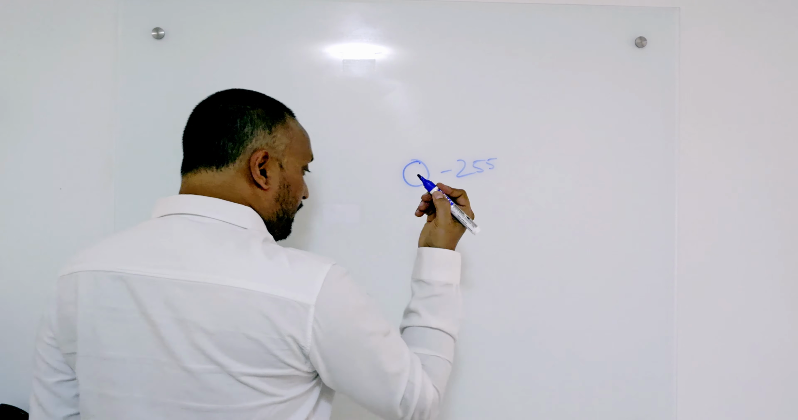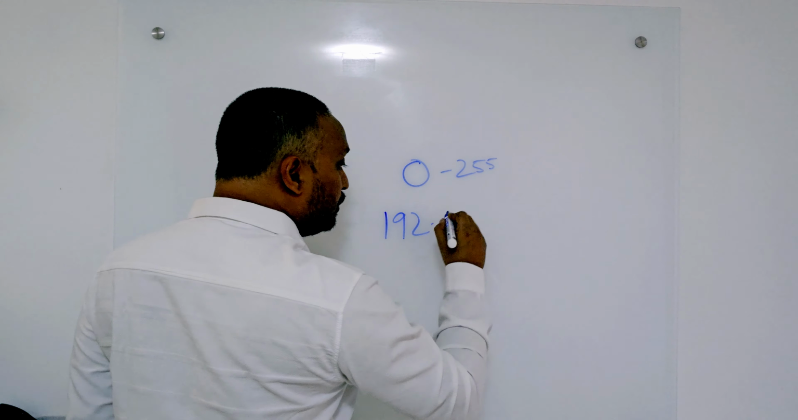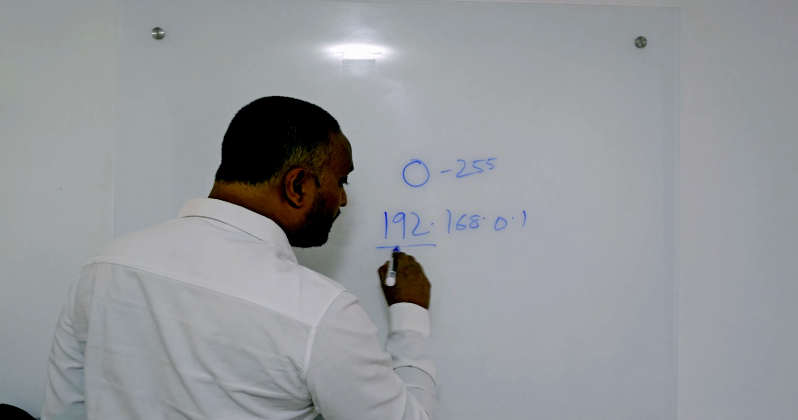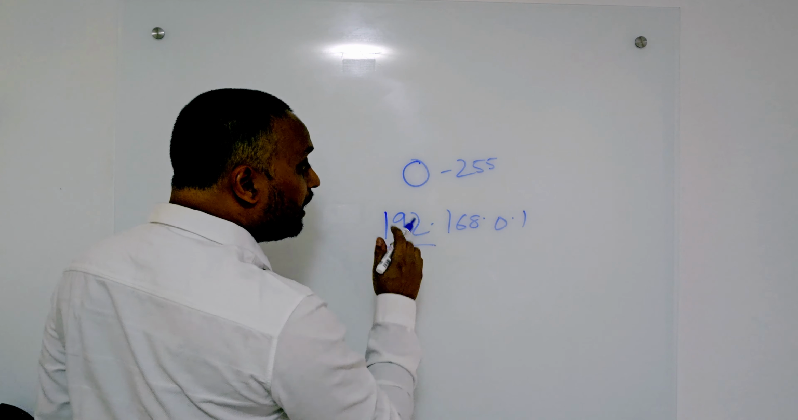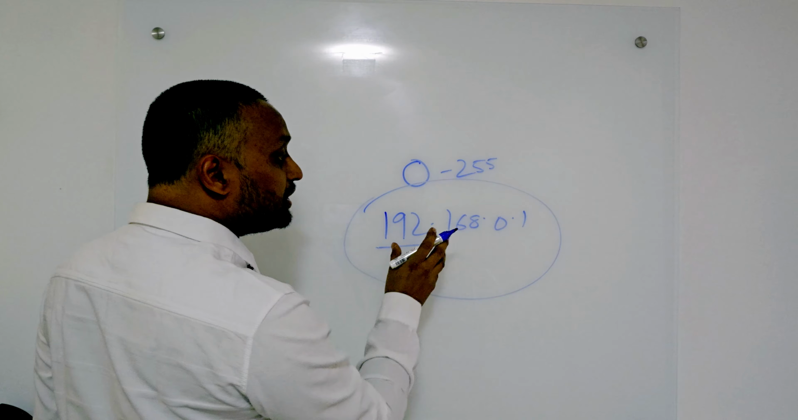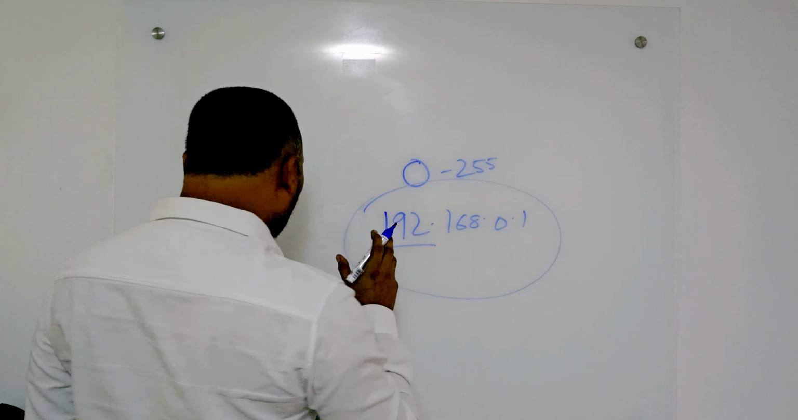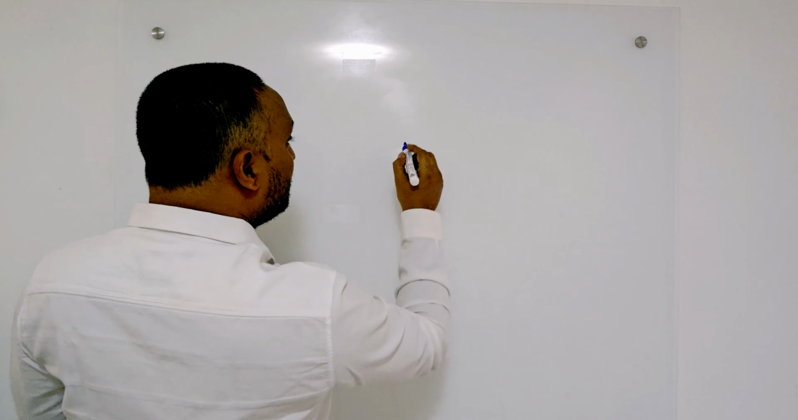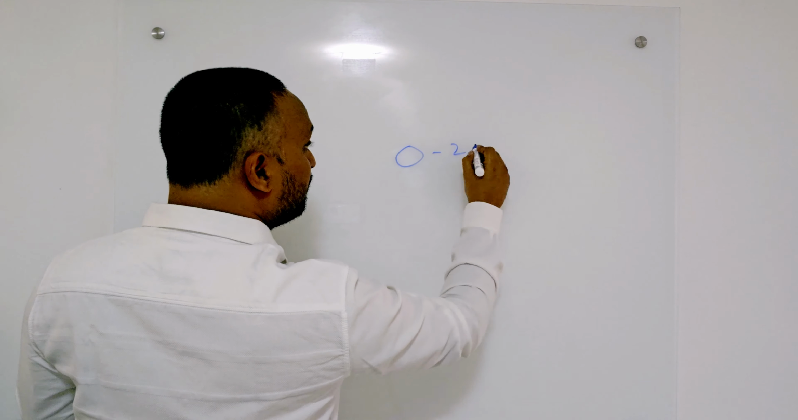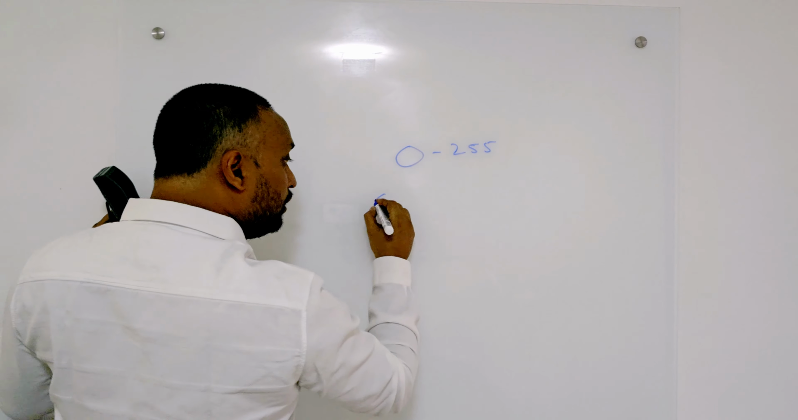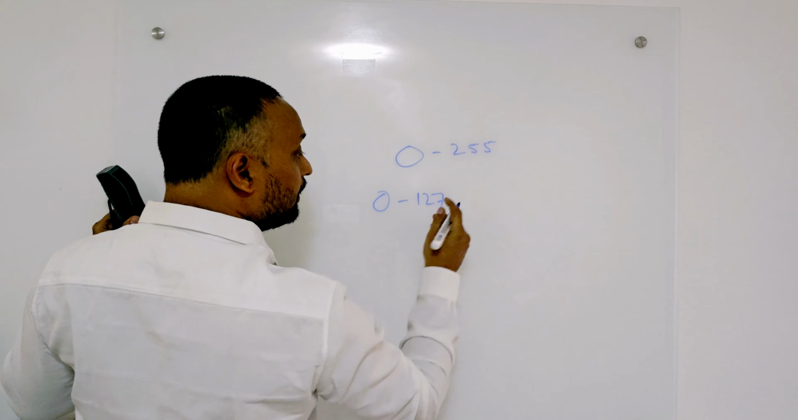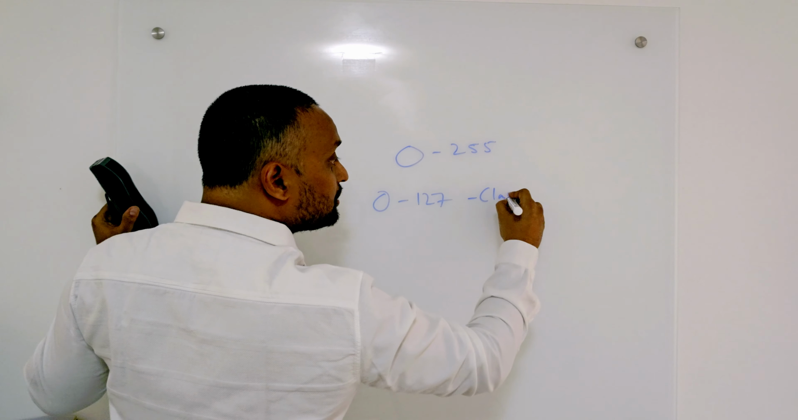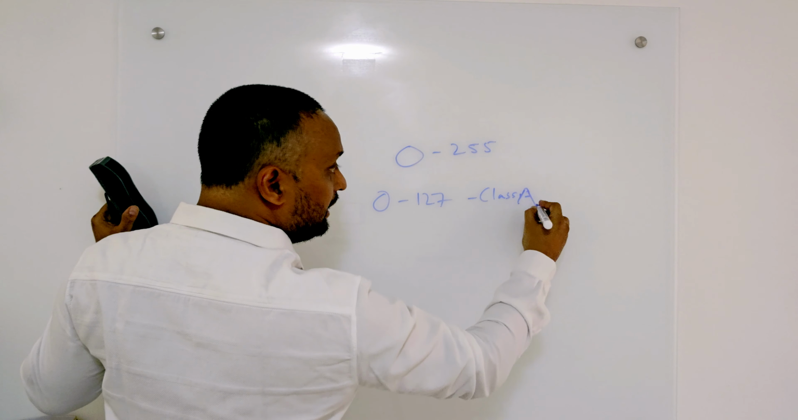And like I mentioned in my previous example, 192.168.0.1, the first octet defines which class of IP address it falls in. So let's have a look at it now. The IP addresses, like I mentioned, start from 0 to 255. So the numbers 0 to 127, remember 0 to 127, this is known as class A IP address, class A.